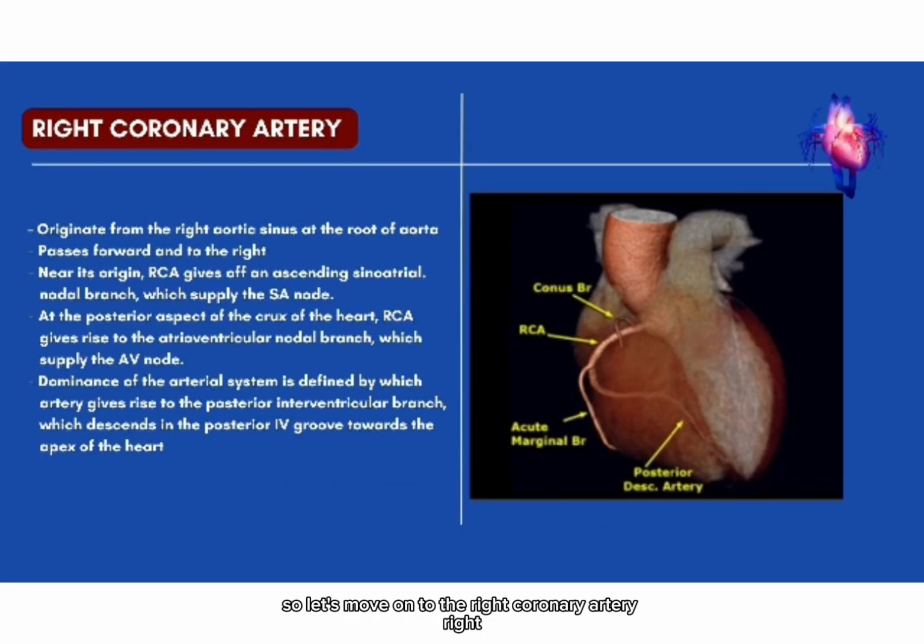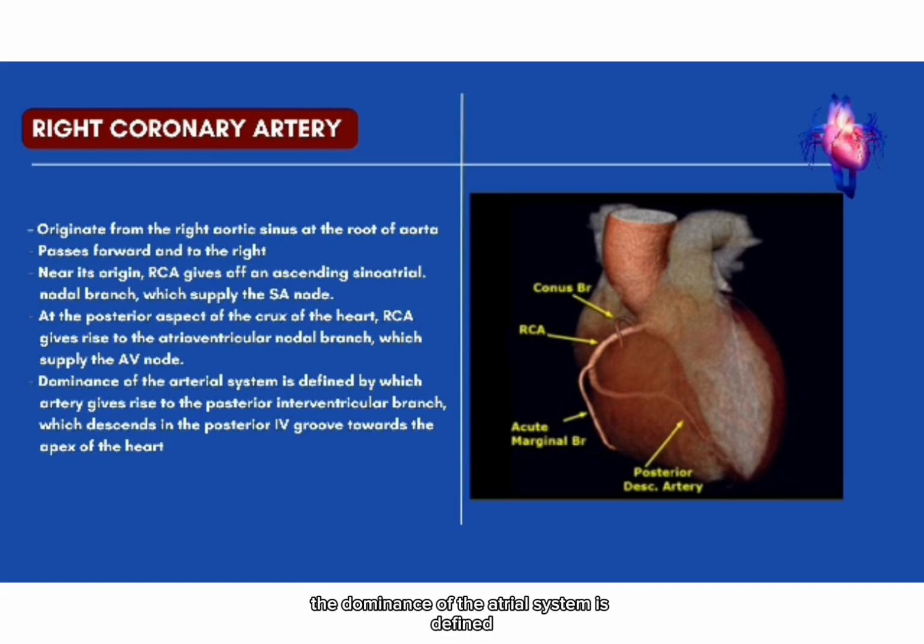So let's move on to the right coronary artery. The right coronary artery originates from the right aortic sinus at the root of the aorta. It passes forward to the right, and near its origin, the RCA gives off an ascending sinoatrial nodal branch which supplies the SA node. At the posterior aspect of the crux of the heart, the RCA gives rise to the atrioventricular nodal branch which supplies the AV node.